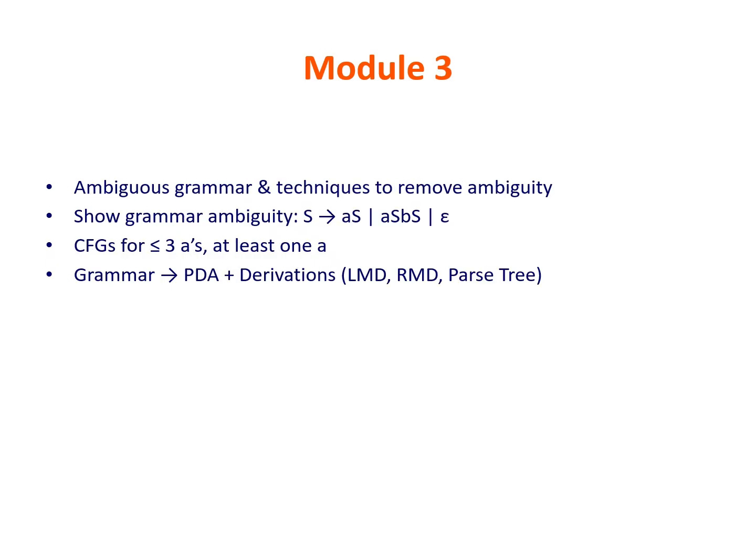Module 3 covers context-free grammars. Here, you must study ambiguous grammars and methods to remove ambiguity. Typical questions include showing ambiguity in a grammar like S produces aS or aSbS or epsilon. Other tasks involve designing CFGs for languages with limited a's or at least a's.